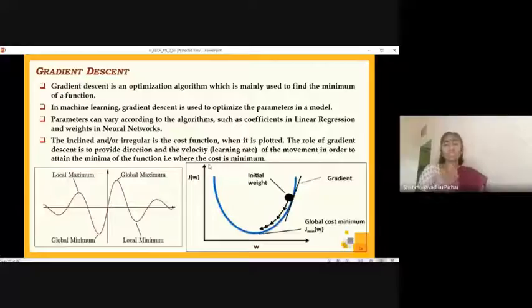So when we try to plot the cost function, it is going to be of irregular shape. And the role of the gradient descent is to provide the direction and the velocity. Hope you understand. As we talk about the direction, it can be upward or downward. When you talk about the velocity, the speed at which it has to descend, that is the learning rate of the movement, in order to attain the minimum of the function where the cost is minimum.